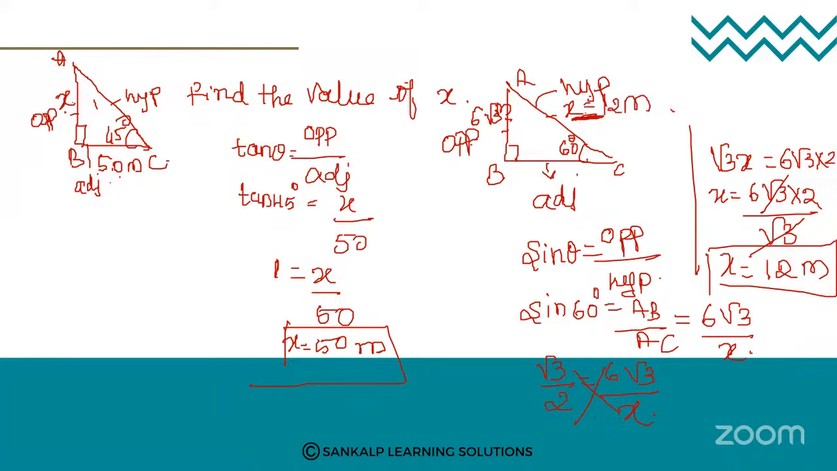So in which position theta is there, which value they have given, and which side we need to find out, based on that we need to take sine theta, cos theta or tan theta. Here it is tan theta and here it is sine theta because we want the value of the hypotenuse. Opposite side they have given, so opposite divided by hypotenuse is sine theta. Yes or no?